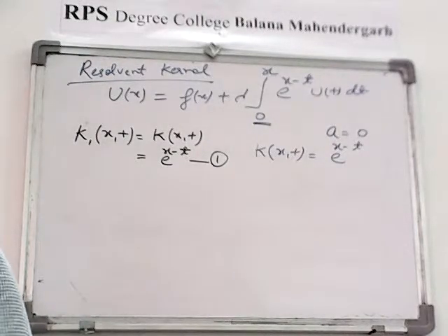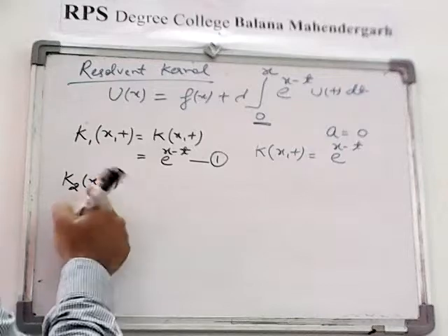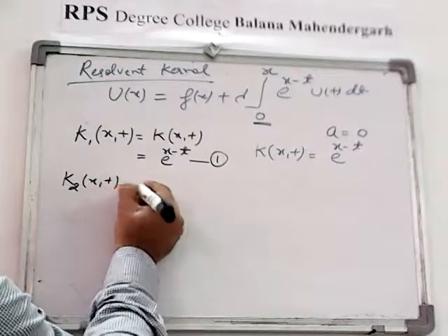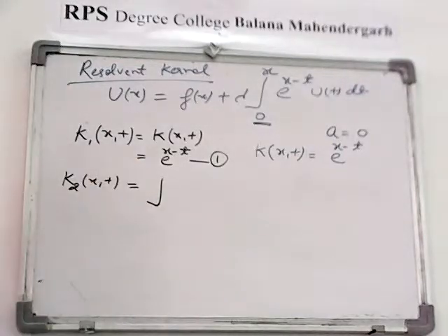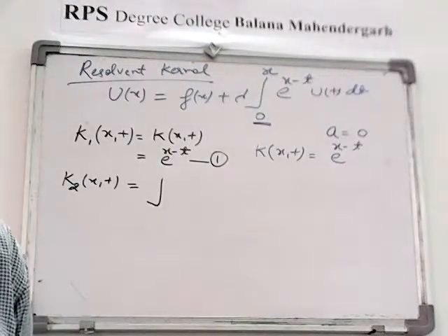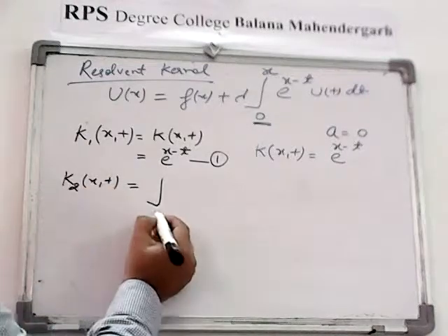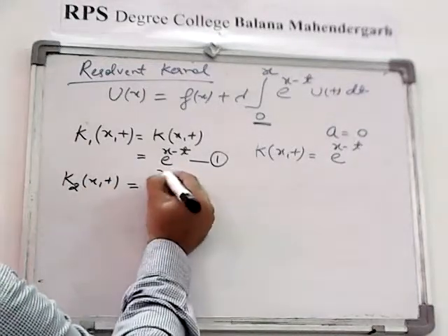Now the second iterated kernel is given by, as we are using the variables x and t, so that will be equal to integration. In the formula, we were representing the kernels by x comma xi. So our lower limit was xi, but in this case, we have k2 x comma t. As x comma t is there, the limit will be from t to x.